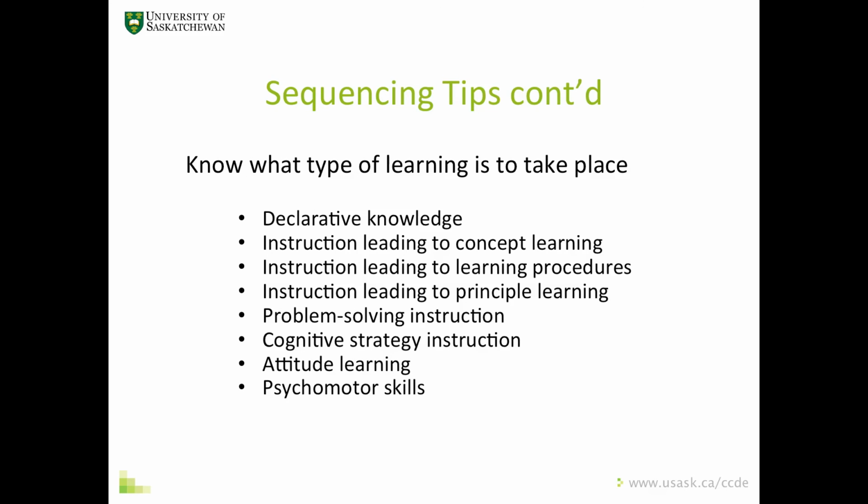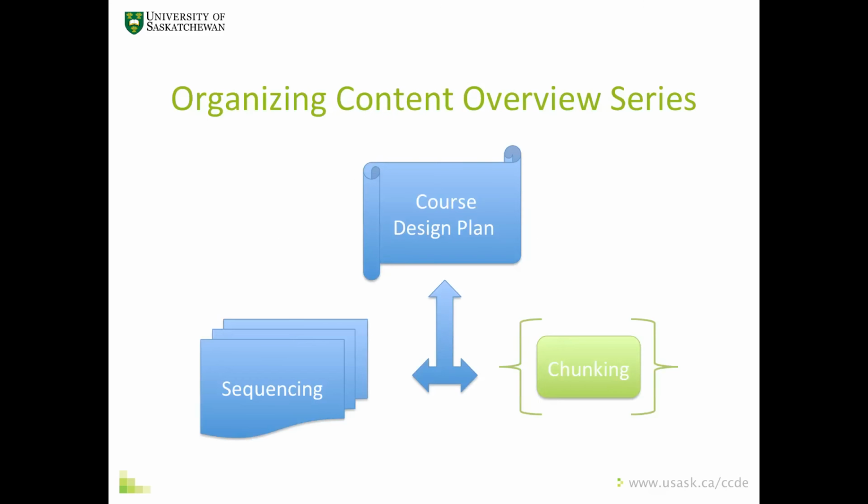Also, it helps to know what type of learning is taking place. What kind of knowledge is this? It may determine how you go about sequencing your content or your modules or your topics and things like that. So again, if you're having trouble coming up with a sequencing strategy or a sequencing structure, think about the type of learning that's taking place, and that may help you to come up with a good strategy.